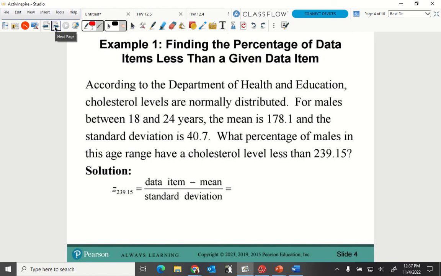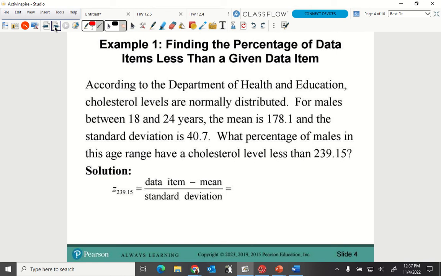Example 1, finding percentage of data items less than a given data item. Remember when we were talking about this yesterday, I said, hey, there is 100 people in this group. If you are the 75th percentile, how many people did you do better than? 74. Very good. And that's exactly what we're talking about now. Now we're actually using our z-score to figure out what our percentile is using your table which was given to you. So let's do this.